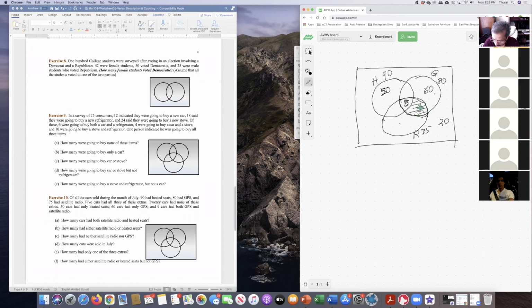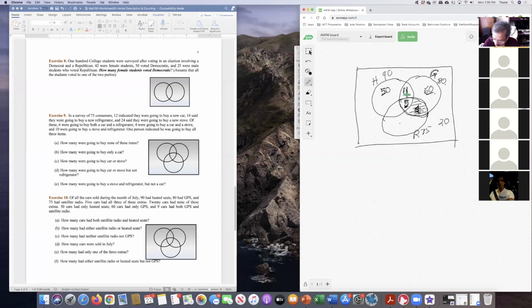Now we are ready to calculate the remaining parts. If you look at the GPS section, 60 plus 4 plus 5, that's 69. Take that away from 80 to calculate this section. So 69, 70, 80, 11 goes here, right? I added 65 and the 4, took away from 80 to get the 11.